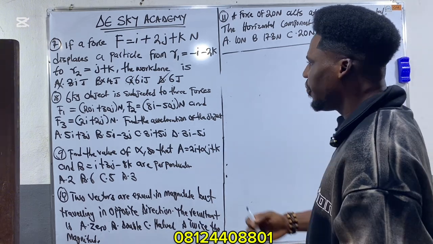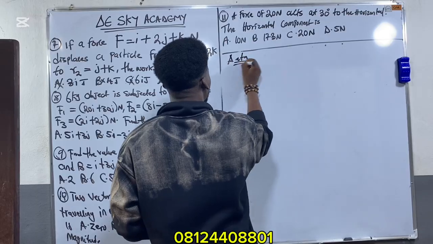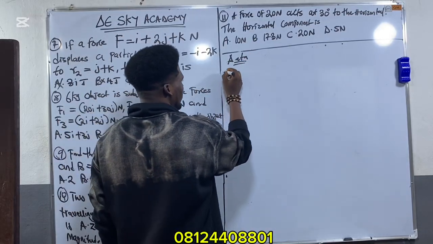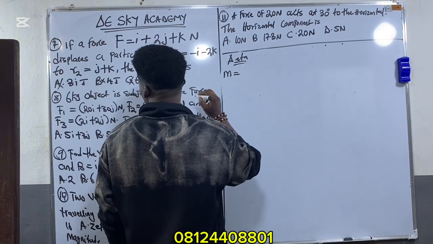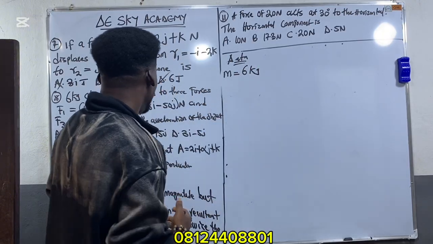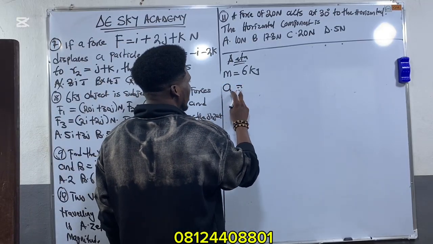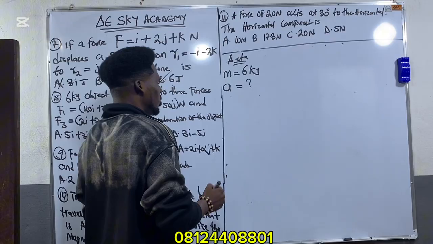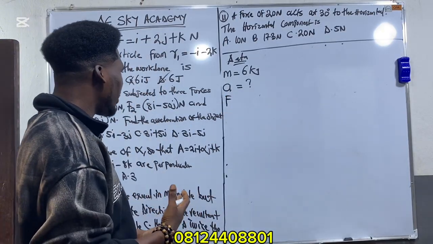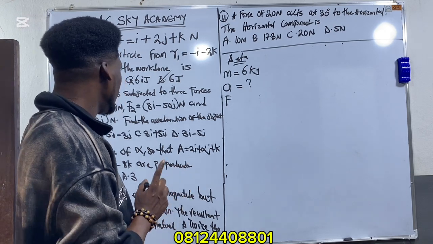Okay, first of all, in physics, remember what I told you, you must bring out what is called data. Now, they say 6 kg, that means they gave us mass. The mass of the object is 6 kg, right? And they say we should find the acceleration. The acceleration is unknown. And they gave us force. But here you discover that we have 3 forces.